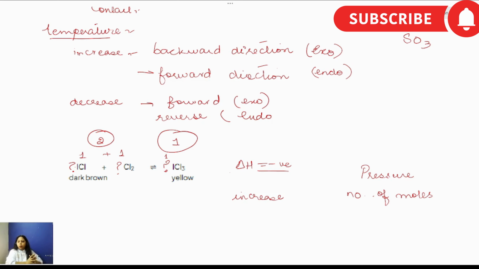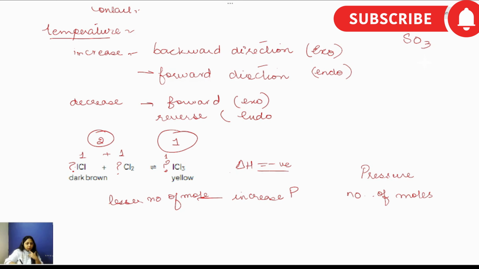They are unequal moles. When we increase the pressure, the equilibrium would shift to the direction which has the lesser number of moles. Now tell me, what would be the direction? Forward. And if we decrease the pressure, backward. So decreasing the pressure would shift the equilibrium to the direction which has more moles. It's inverse.